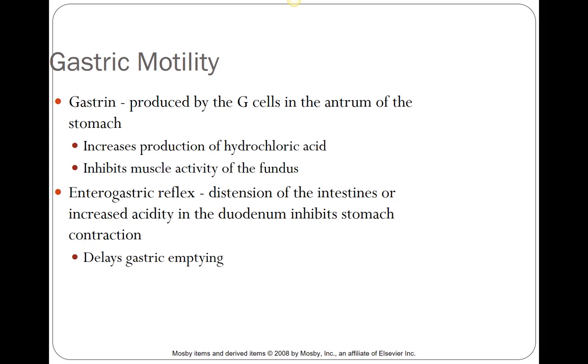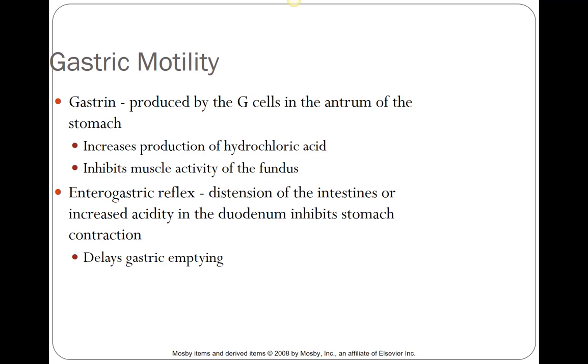Gastrin is produced by G cells in the antrum of the stomach, the pyloric antrum, and they do two things. First of all, they increase production of hydrochloric acid to help digest food. And then they actually stop some of the muscle activity of the fundus. So they actually have an inhibiting effect on it, trying to give a chance for the food to be digested more by the hydrochloric acid up in the body and up in the fundus.